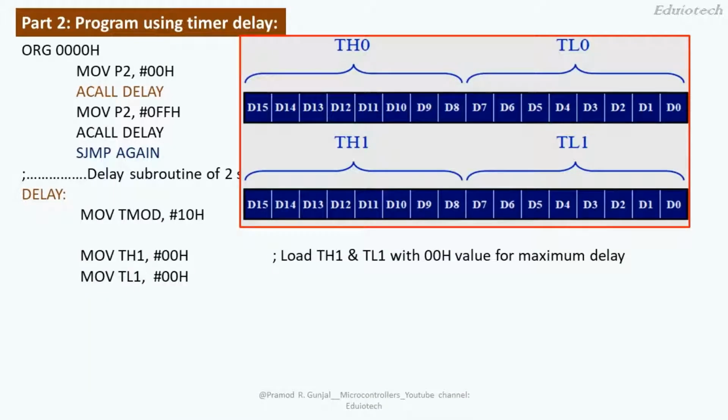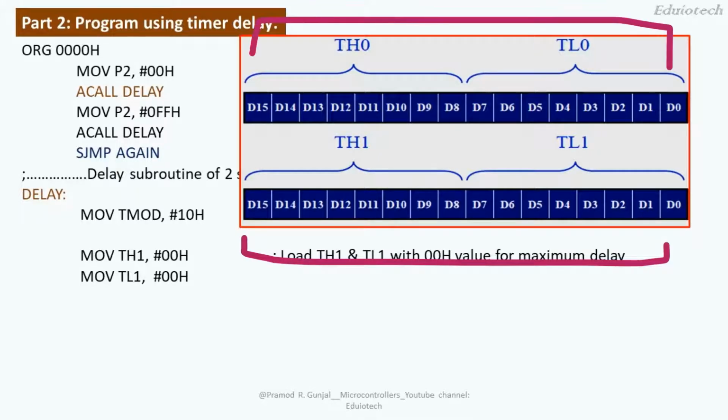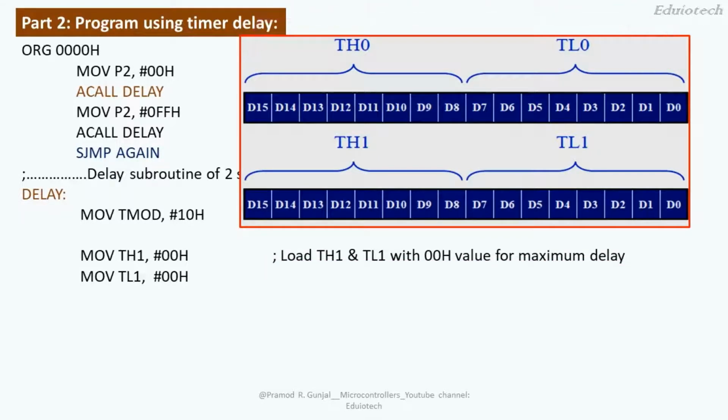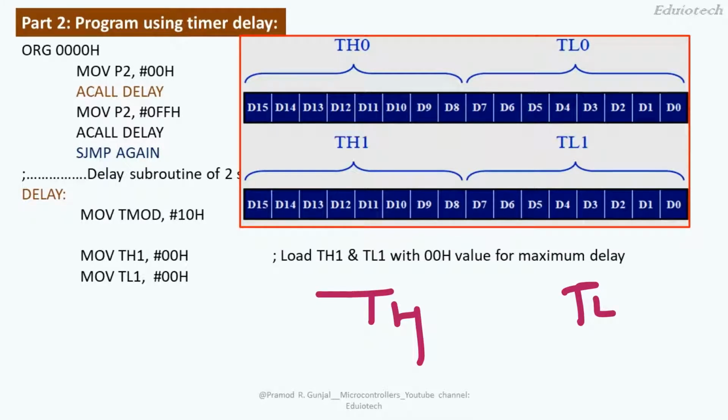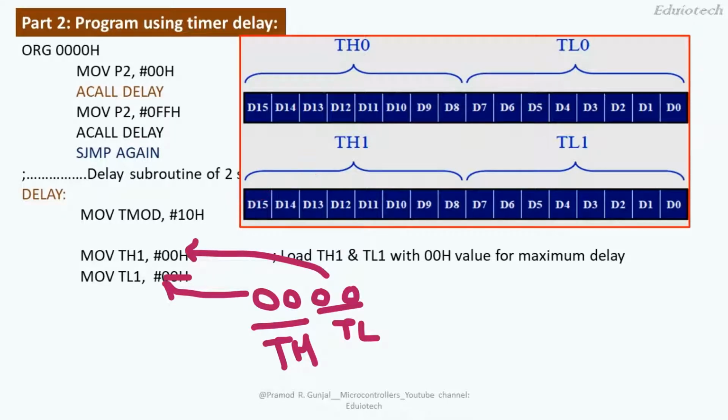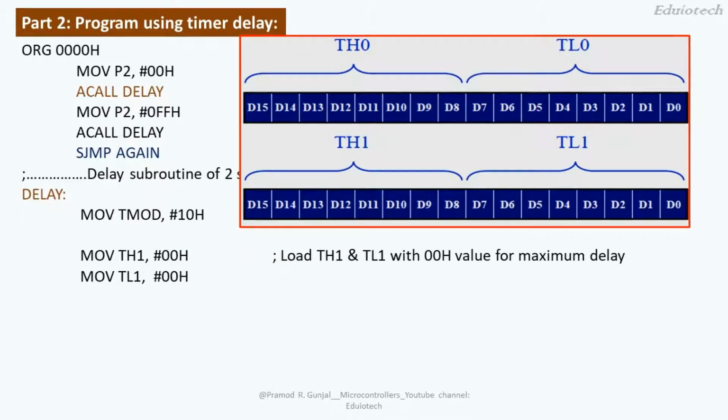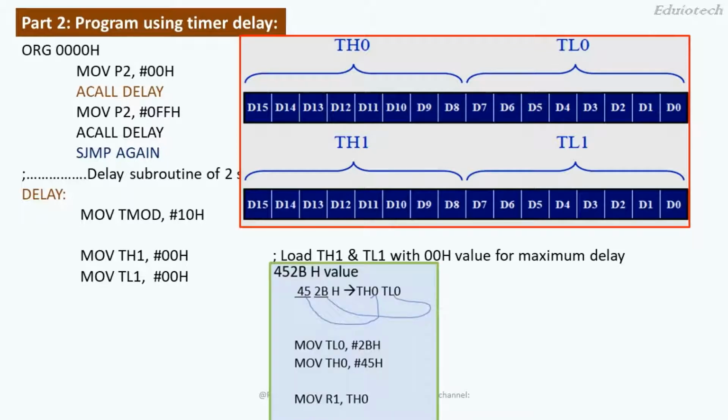Next step is to load the selected timer, either 0 or 1, with the initial value. Both timer 0 and timer 1 are 16-bit wide. Since 8051 has 8-bit architecture, each 16-bit timer is accessed as two separate registers of lower byte and higher byte. Here timer 1 has been selected. Now load the timer with the initial value 0000. Here you may load the value nearest to the maximum value to obtain the smallest delay. Look at these examples, how the 16-bit initial value is to be loaded into the timer registers.